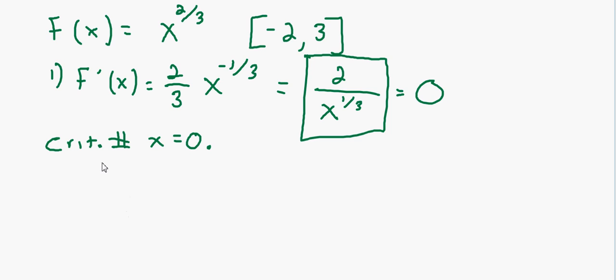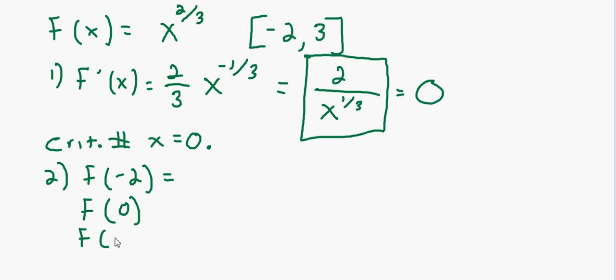Okay? Now, step 2 is we're going to find the y values of the critical numbers and the endpoints. So essentially, we want f of -2, we want f of 0, and we want f of 3. That's what we need. When you plug in -2 to this thing, you're going to get -2 squared, that's to the 2nd power, that's 4, and then the cubed root of that. So it's the cubed root of 4. When you plug in 0, 0 to the 2/3 is 0. And when you plug in 3, you get 3 squared, which is 9, and then the cubed root of 9.